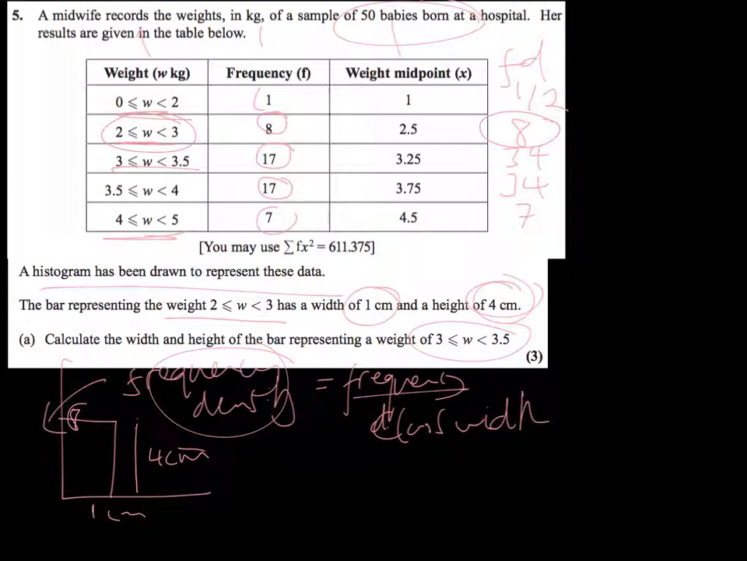So in the question, we're asked to calculate the width and the height of the bar representing weights between 3 and 3.5. Well, the width is going to be easy. That's just going to be this distance as it is. So that's going to be half a centimetre. The height, therefore, is just going to be half of the frequency density, which we said was 34. Therefore, the height would be 17 centimetres as well.